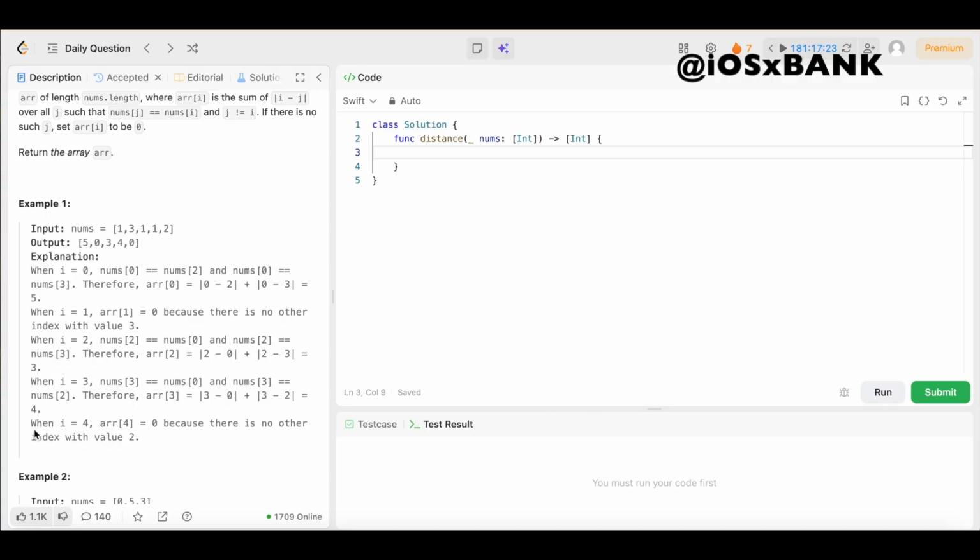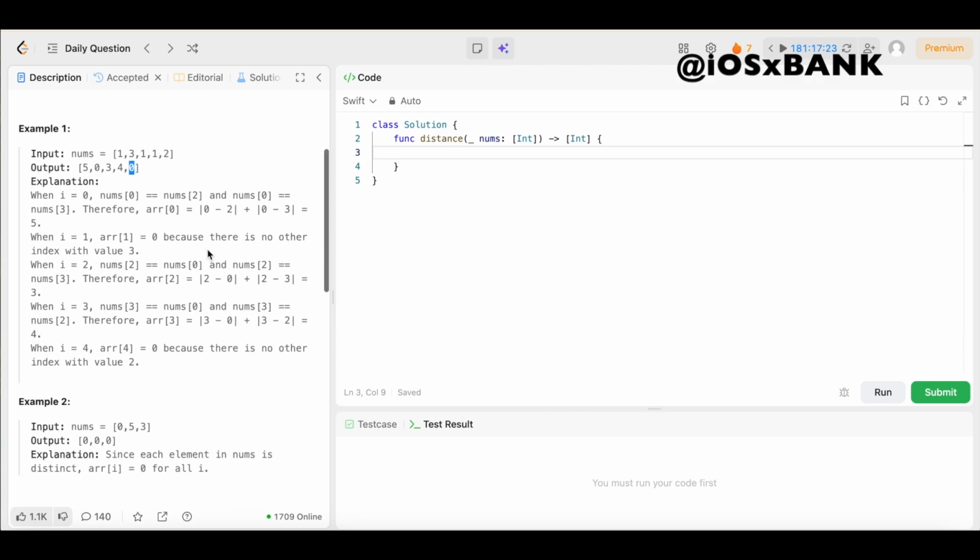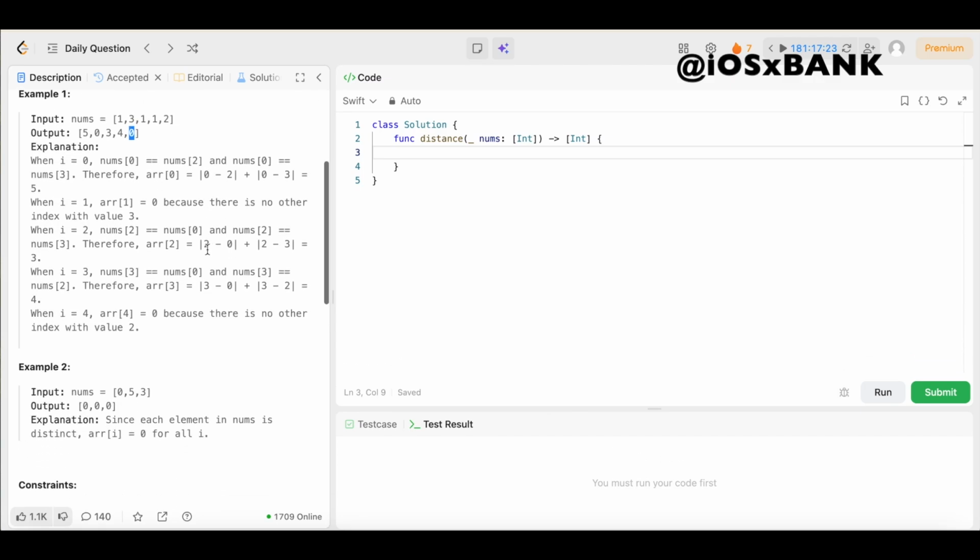Boom. Then finally, when i is equal to 4, r of 4 is equal to 0 because there is no other index with a value of 2. So once again, when we're looking at index 4, there are no other 2s in this array, right? So there's no way for us to calculate a distance if there's no other 2. So we could just put a 0 right here. Boom. And just in case that didn't make sense, let's take a look at example 2.